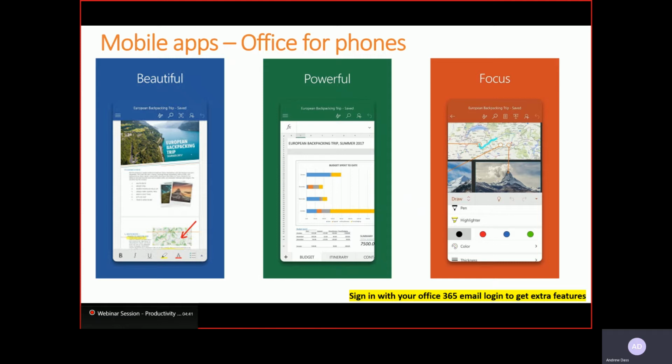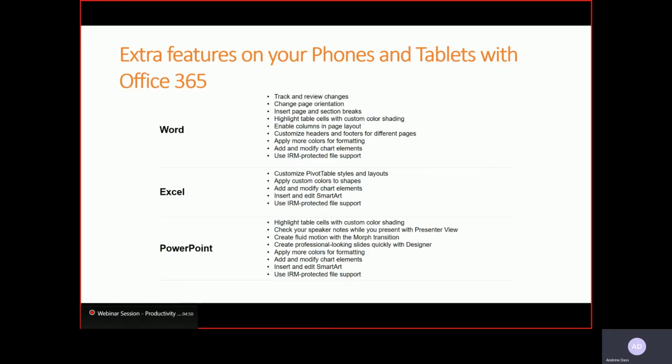So these are some of the features and functions available for the mobile apps for Office 365. So these are some of the extra features on your phones and tablets with Office 365. You have track and review for Word. You can insert page and section breaks. So as we go on into the demo, I will do my best to show you most of these features and functions available, where to find them, how to use them, and so on and so forth.